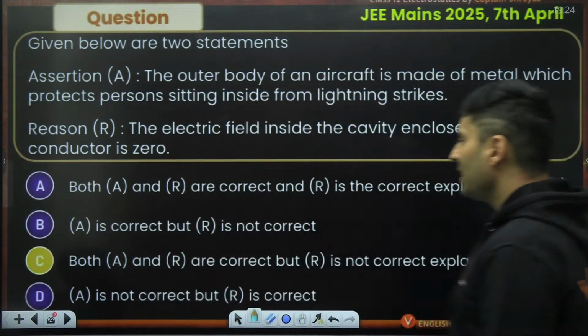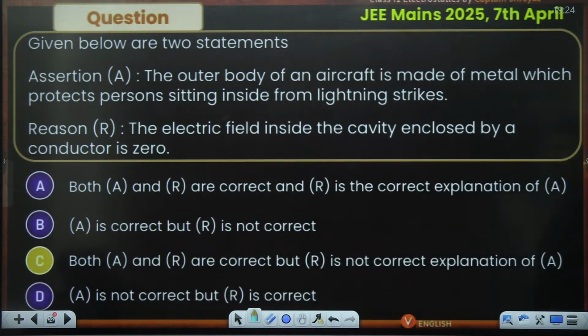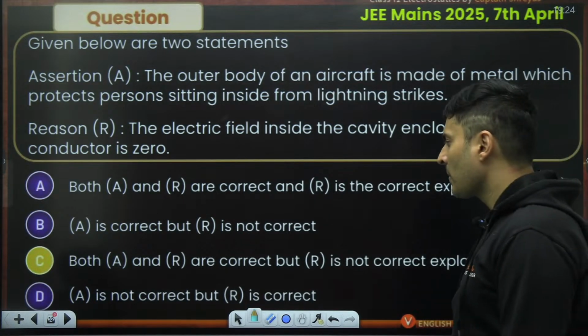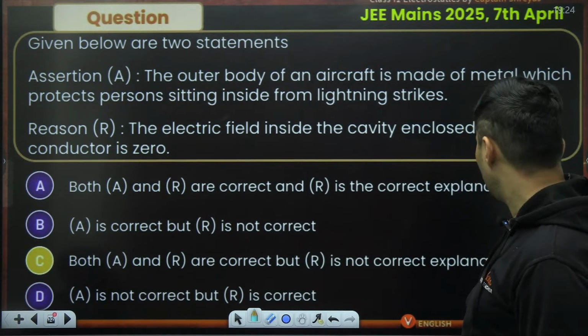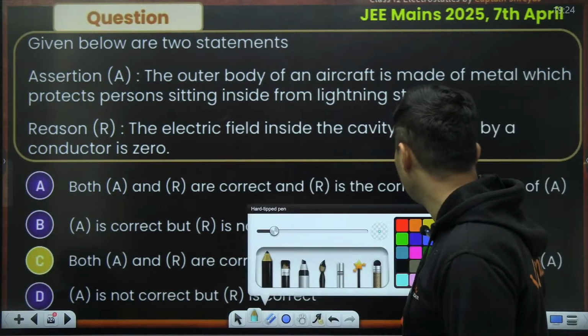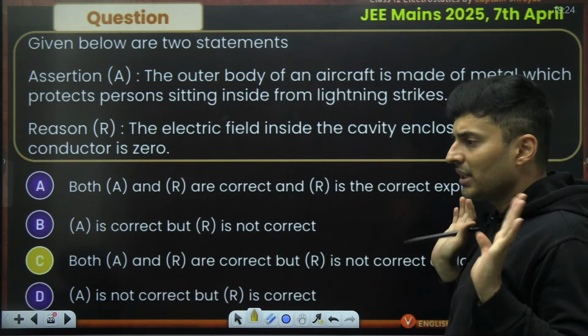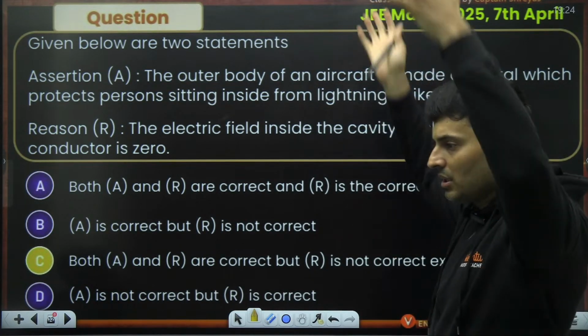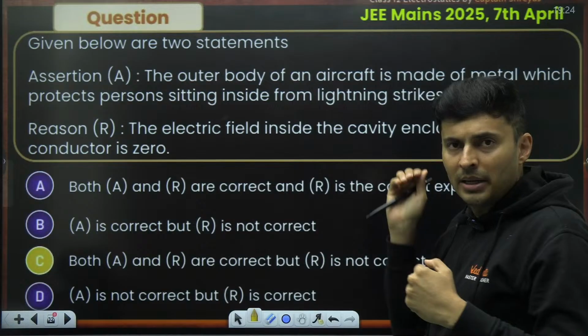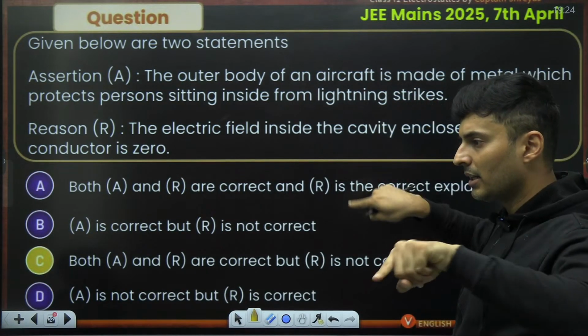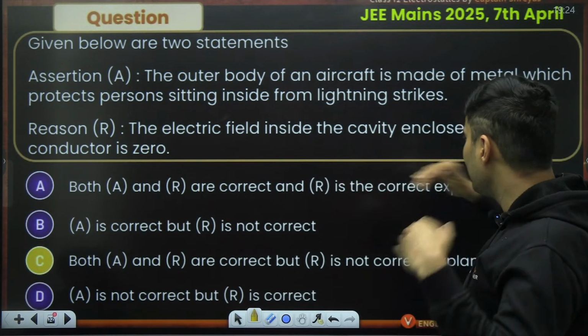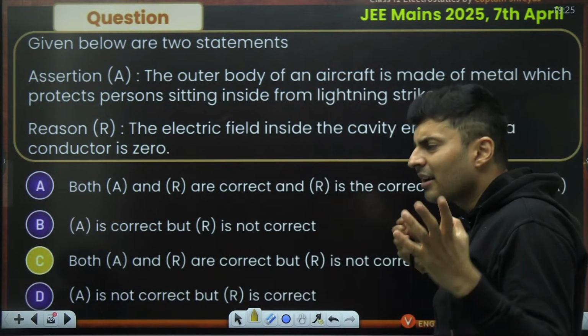Simple. Both A and R are correct, but R is not the correct explanation. The electric field inside the cavity enclosed by a conductor is 0. The outer body is made of metal, which protects the person sitting inside from lightning strikes. Yes, the metallic body is definitely going to protect the person sitting inside, because the charges will not flow into the person. It will just flow through the conducting body from outside. Yes, the electric field inside the cavity is also 0, but that is not the real correct explanation.